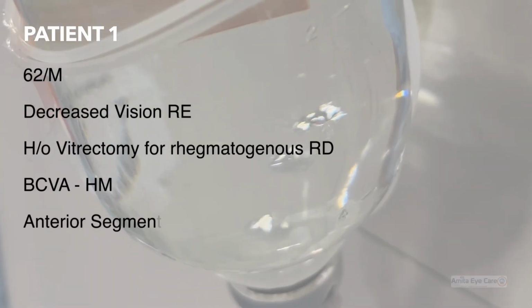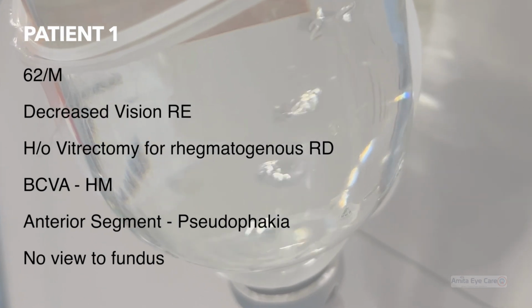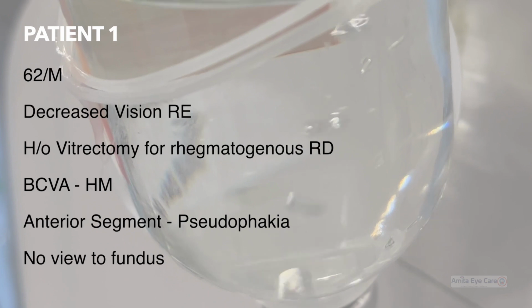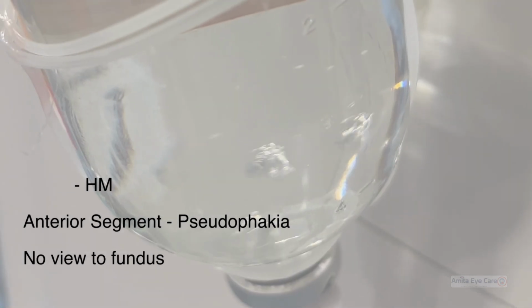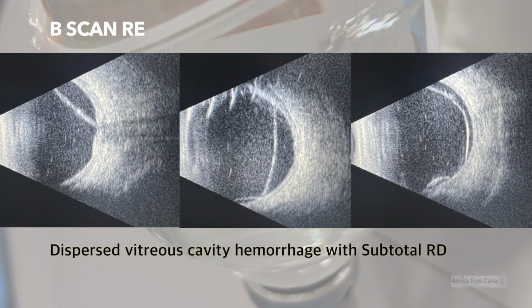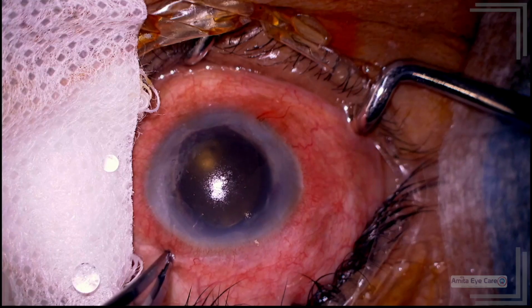A 62-year-old male presented with decreased vision in the right eye. He underwent pars plana vitrectomy for rhegmatogenous retinal detachment 3 months back. The right eye vision was hand movements and anterior segment examination revealed pseudophakia. There was no view to the fundus. B-scan revealed dispersed vitreous cavity hemorrhage and retinal detachment. He was planned for a repeat vitrectomy.